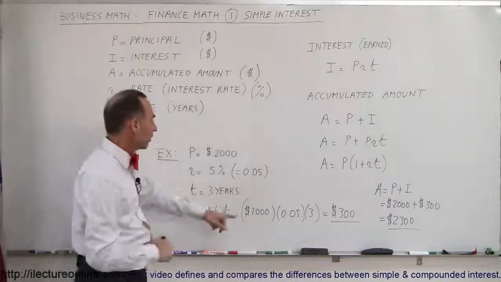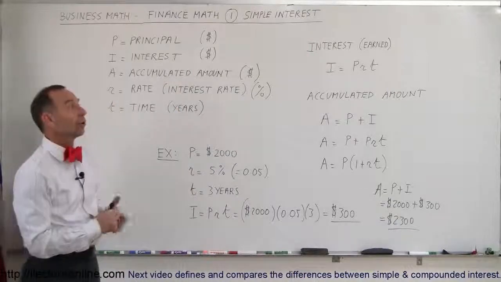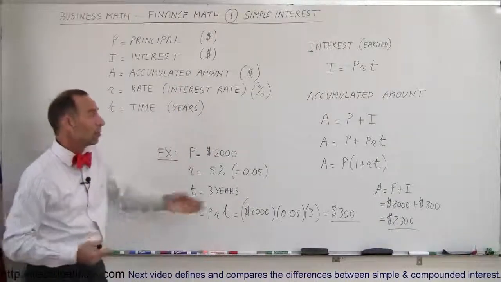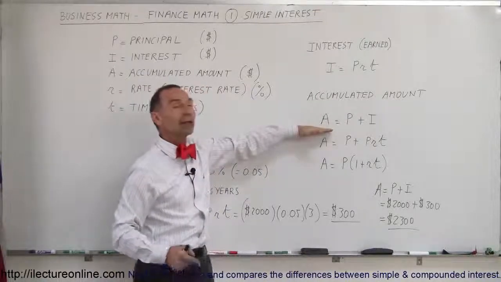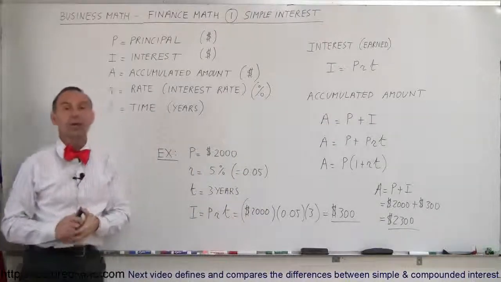Okay, so quick check. That was 100 times 3, which is 300. That looks correct. So that's the concept of simple interest. It's very straightforward. This is how you calculate the interest earned, what we mean by accumulated amount, and then here's a nice little example to show you how to do that.